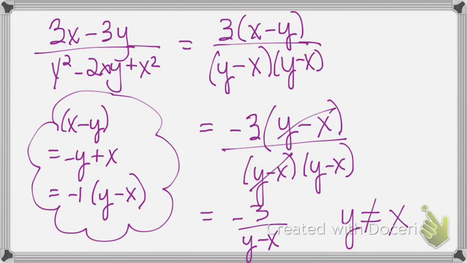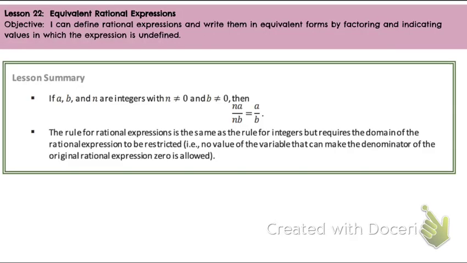So our lesson summary is this. If a and b and n are integers, and n does not equal 0 and b does not equal 0, then n times a over n times b is the same thing as a over b. The n's would simplify out, they'd factor out. And the rule for rational expressions is the same as the rule for integers. They behave the same. But it requires the domain of the rational expression to be restricted.